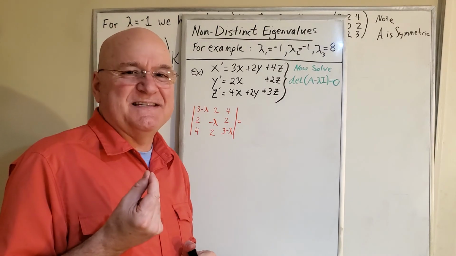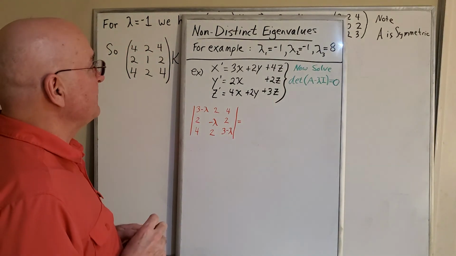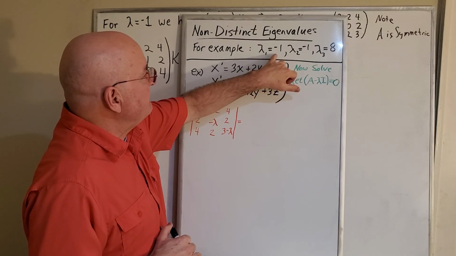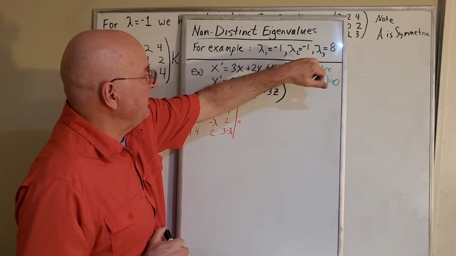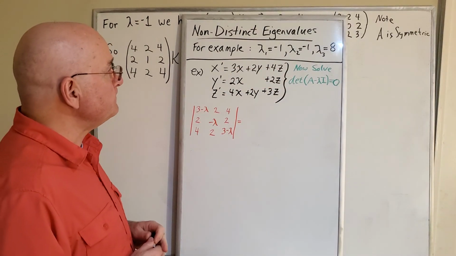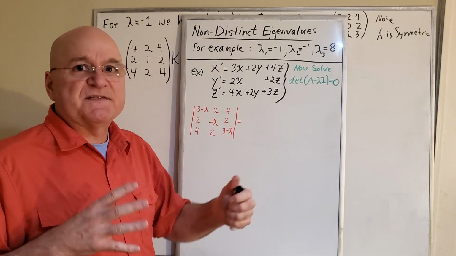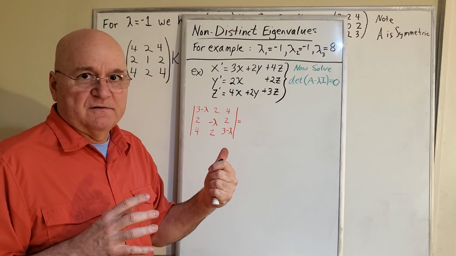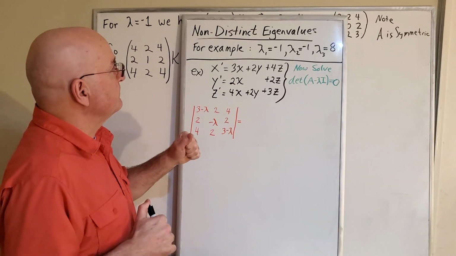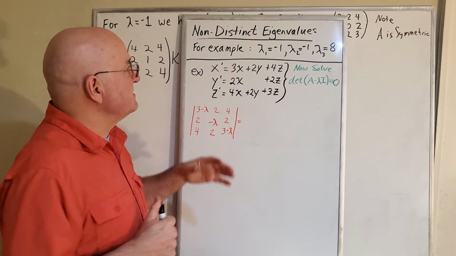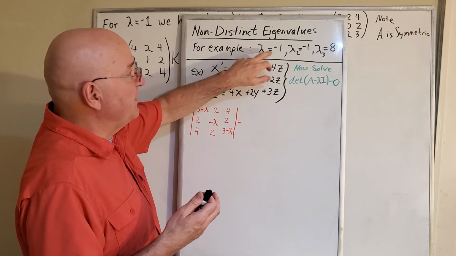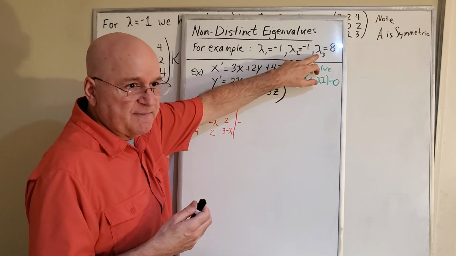It's not quite as easy. It's not so bad. It's not bad at all. The problem comes in that if you have two, this is just an example here. Suppose we had lambda 1 and 2 both being -1 and lambda 3 being 8, which means that the characteristic polynomial would simply be factored as lambda plus 1, lambda plus 1, lambda minus 8.